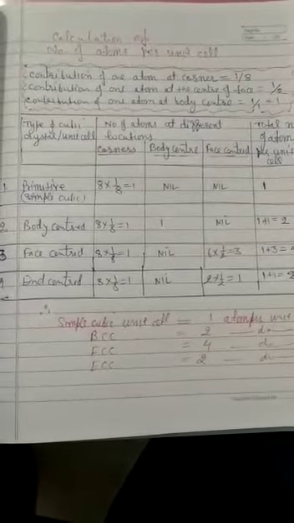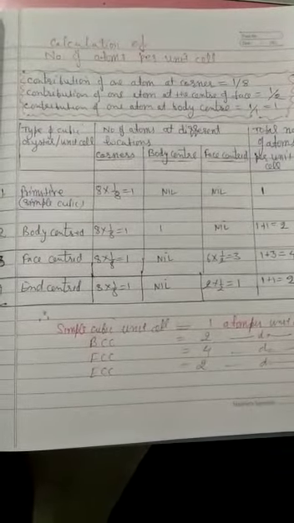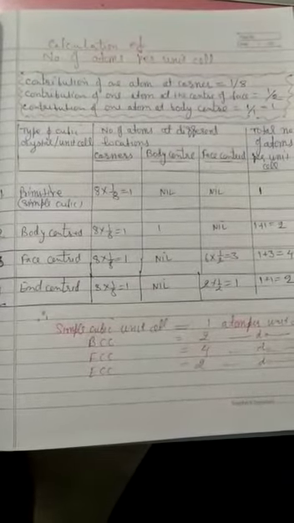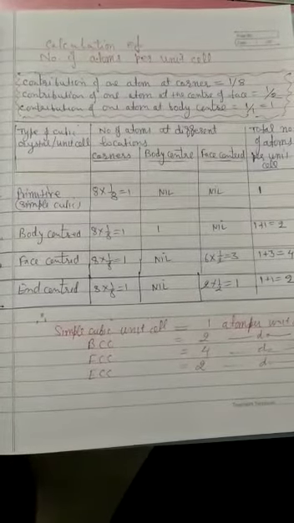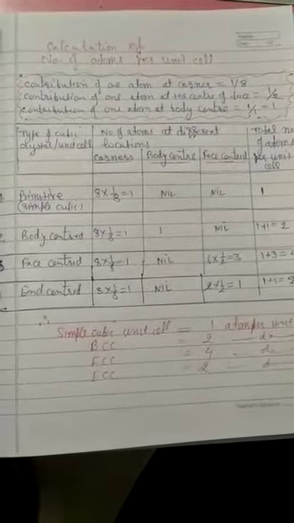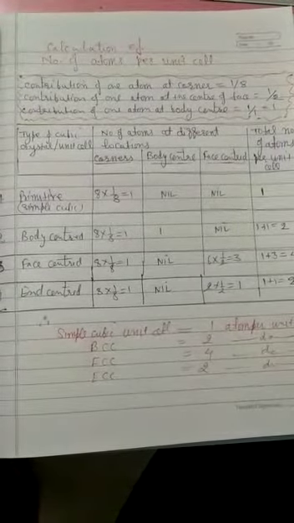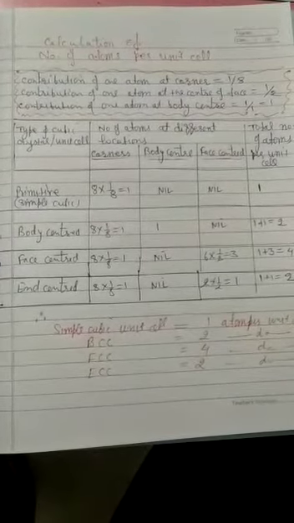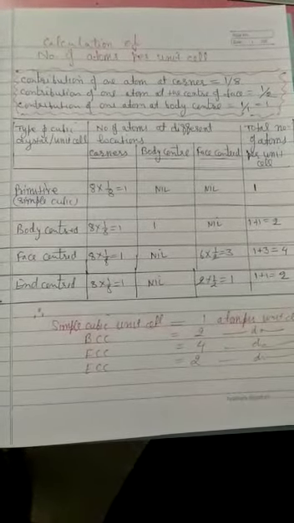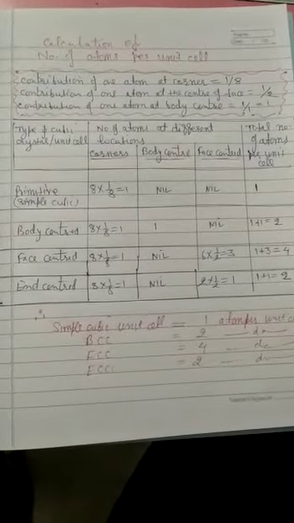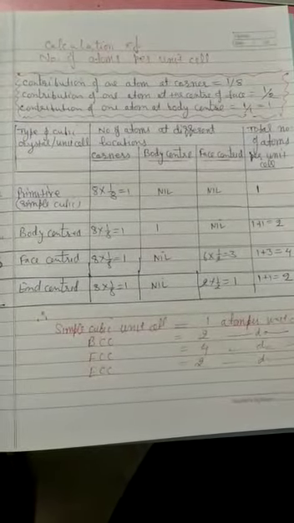In this video we will study the calculation of number of atoms per unit cell. Let me repeat the categories of unit cells that we have already discussed in earlier video: simple cubic unit cell, body centered, face centered and end centered unit cell. Today we will discuss the calculation of number of atoms per unit cell.